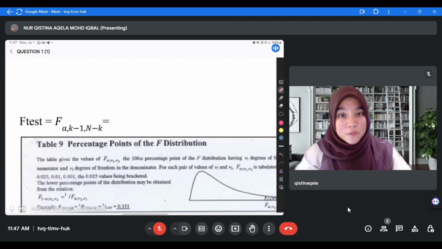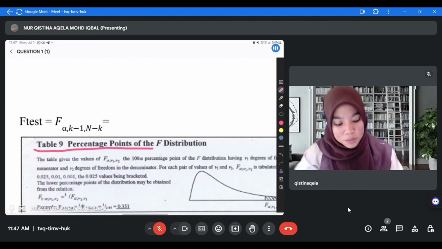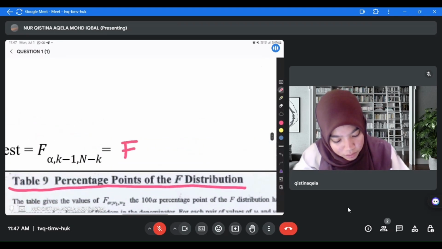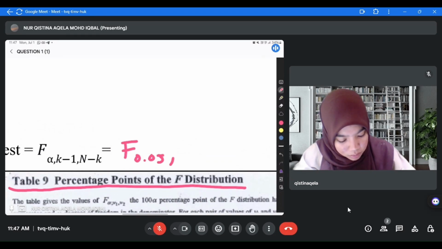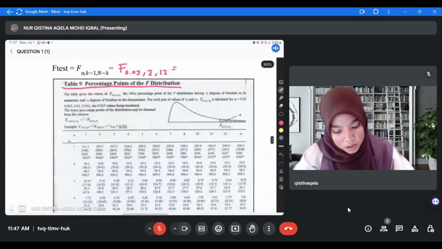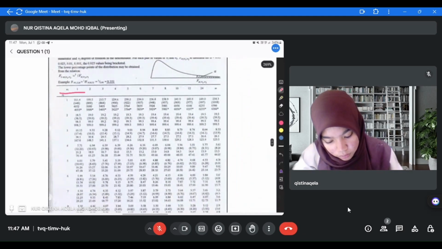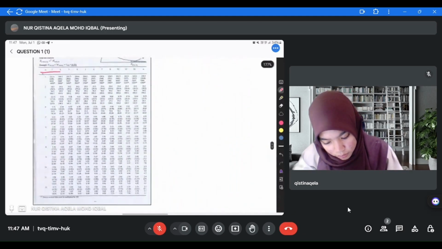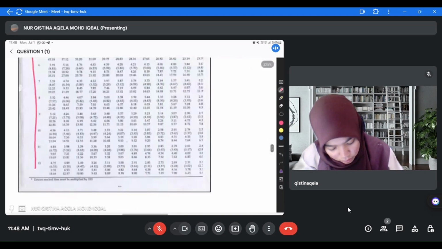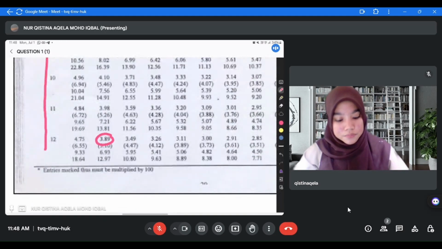To find the critical value of F, we are using table 9, percentage points of the F distribution. So we know alpha is 0.05, K minus 1 is 2, N minus K is 12. Looking at table 9, with K minus 1 equal to 2 and N minus K equal to 12, we got 3.89.